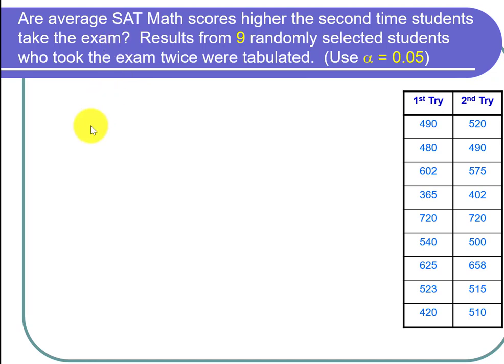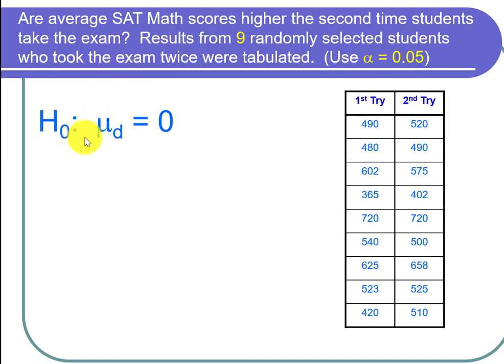So we have an H naught, and because we're looking at a paired difference, so we have the same person taking it twice, we're talking about a mean difference. So we write mu sub d is equal to 0. So we need to find the alternative hypothesis.